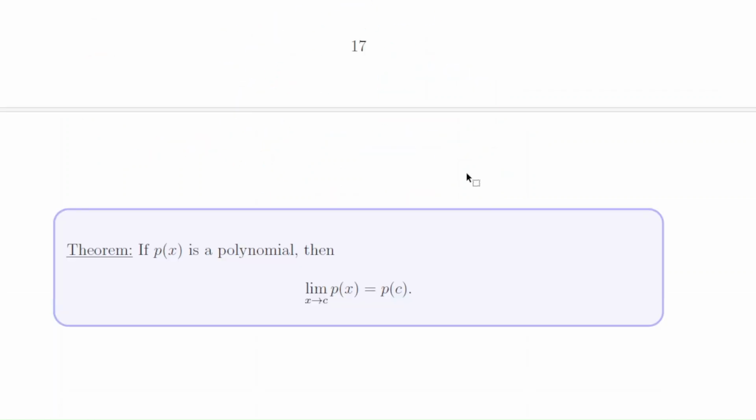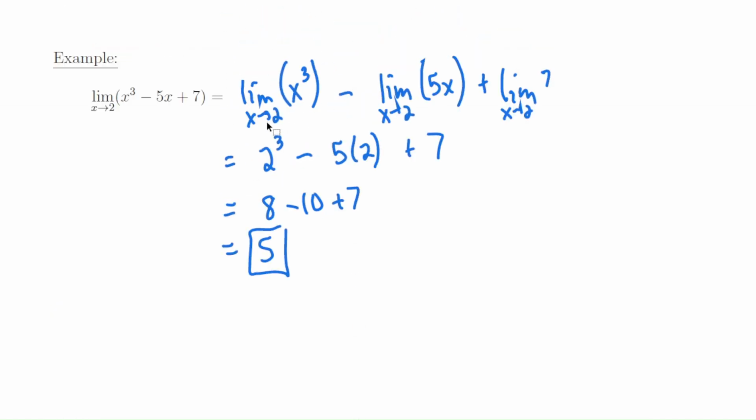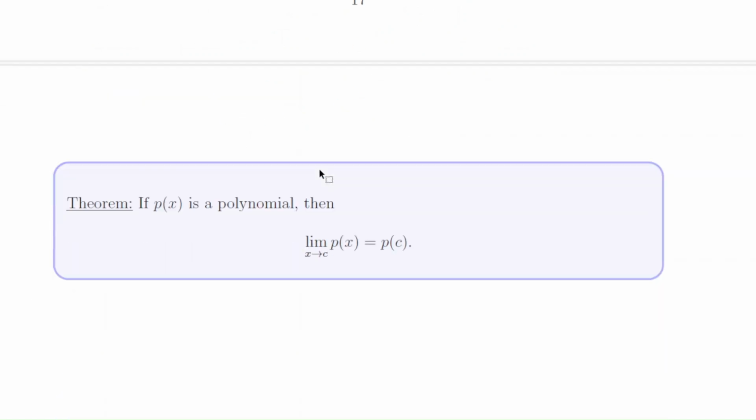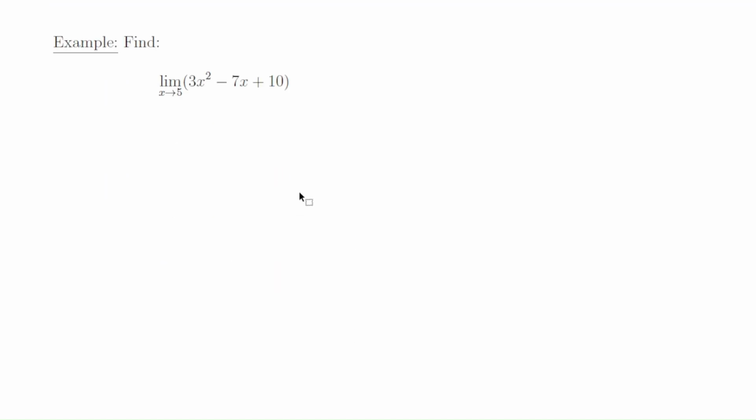In fact, that's the content of this next theorem. If p of x is a polynomial, then the limit as x approaches c of p of x is just p of c. So in other words, if you have just a polynomial, you can just plug in the value of c. So you don't have to do all this nonsense over and over again. Just plug in the value, and it'll give you the correct answer if you're dealing with a polynomial. So for this example here, we can just plug in the value. We'll just write this as 3 times 5 squared minus 7 times 5 plus 10. We can get the correct answer doing this.